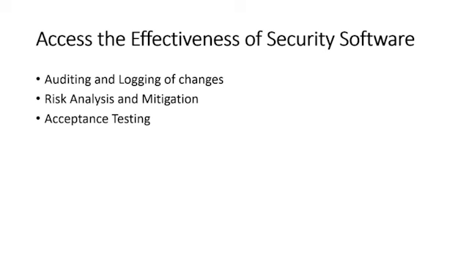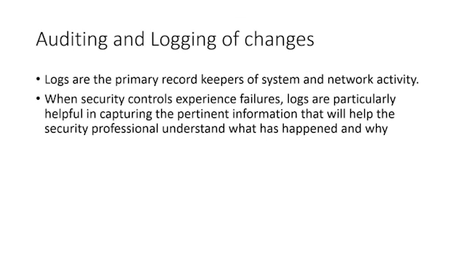Now let's talk about the effectiveness of security software, like auditing and logging of changes, risk analysis and mitigation, and acceptance testing. So, auditing and logging of changes. Logs are the primary record keepers of system and network activity. We mentioned that earlier as well, about not having auditing or proper logs in place. If we don't, we can't see what's going on. We can't get in there and use them as a detective tool.